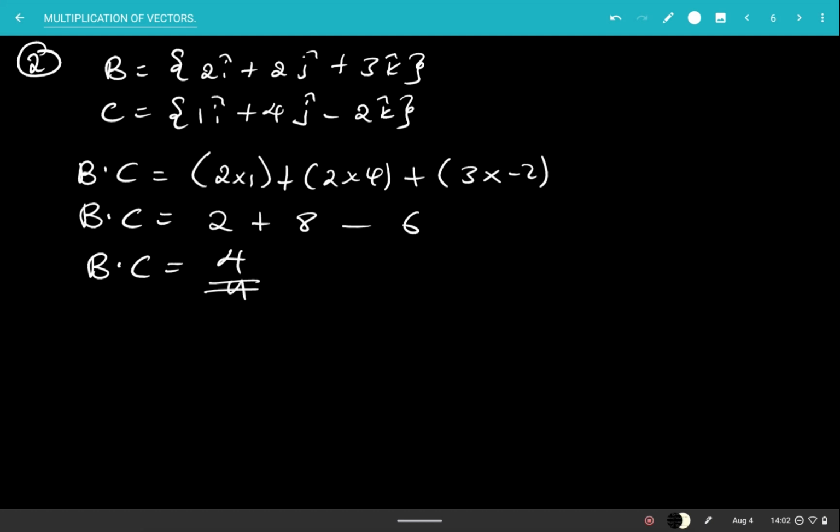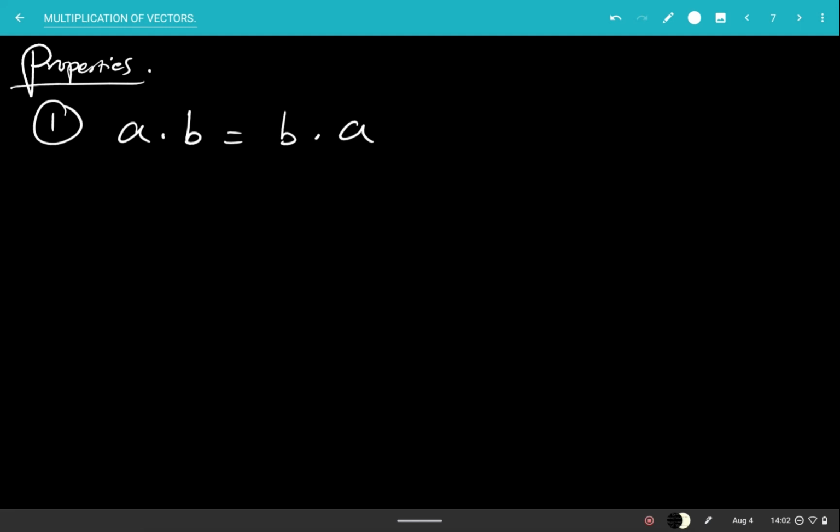So that's basically how you go about applying the dot product. Now, under the dot product, there are some properties you need to know, and they are as follows. The first property is called the commutative property. A dotted with B is the same as B dotted with A. So A dot B is the same as B dot A. It's like multiplication.